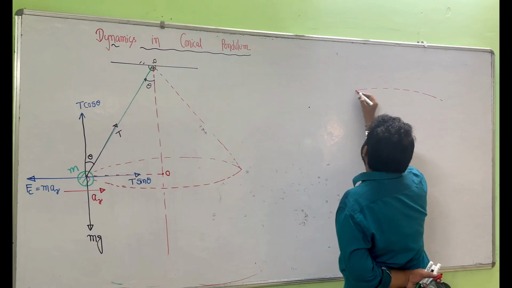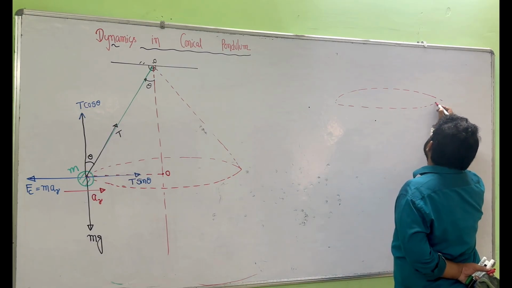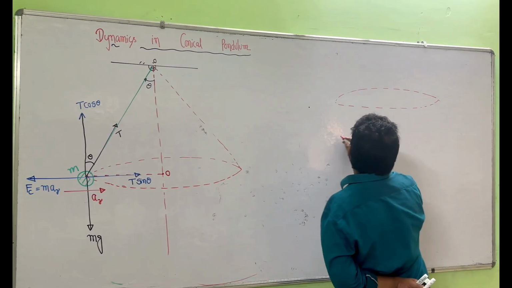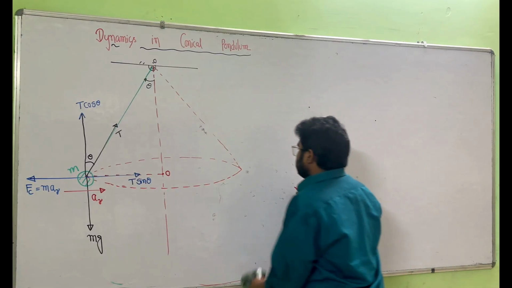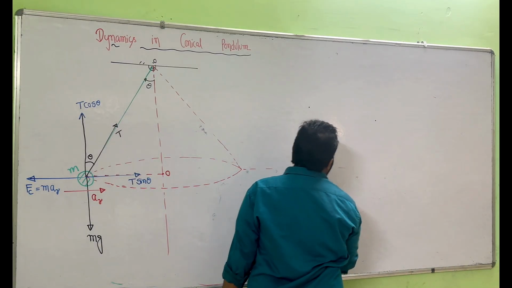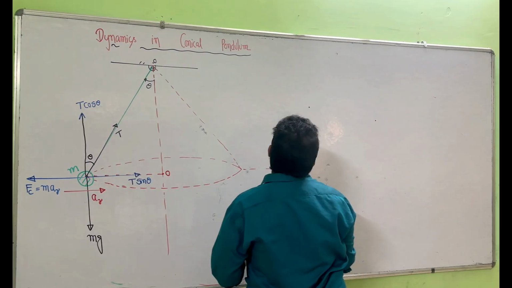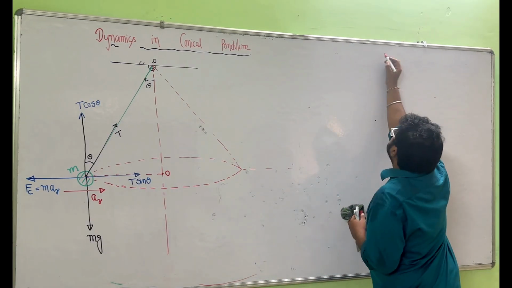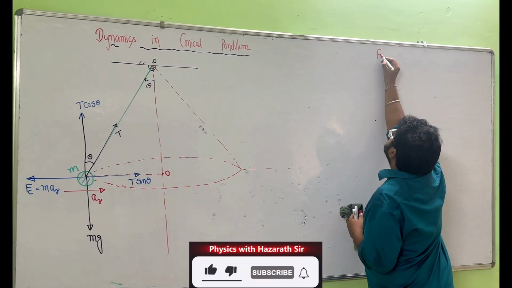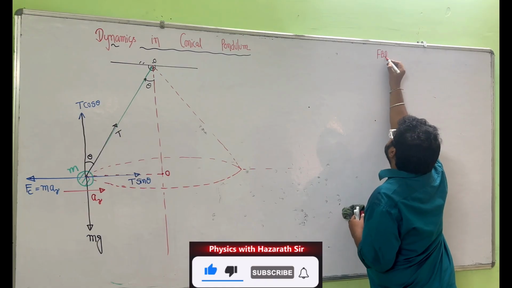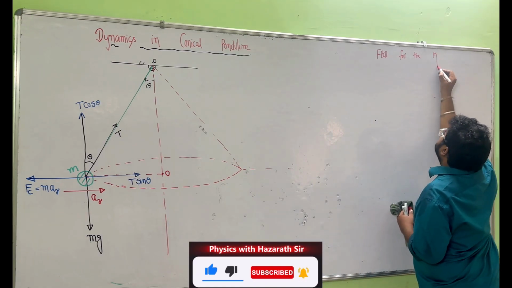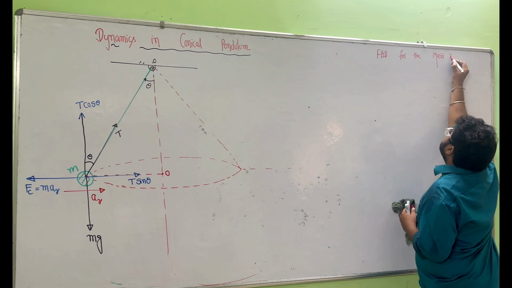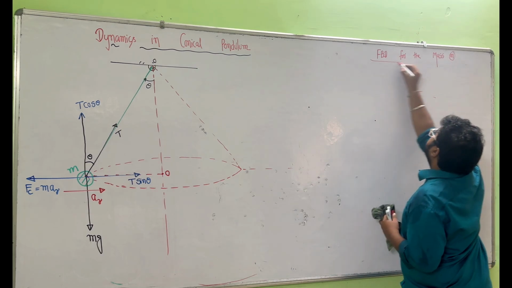Here to here, we are discussing circular motion. We are interested in circular motion. Here to here, draw the free body diagram for this point mass. Free body diagram for the mass M.